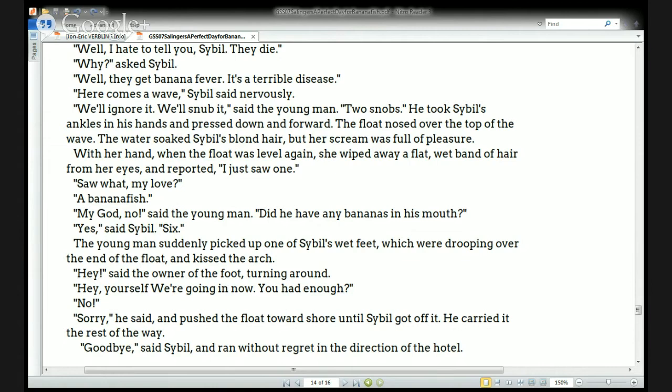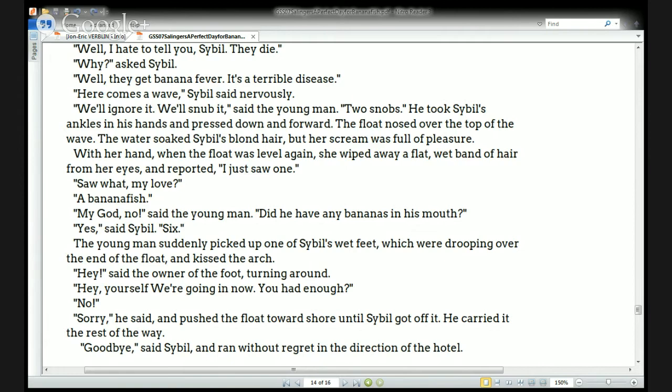The line is, "The young man suddenly picked up one of Sibyl's wet feet." Remember, Sibyl said, "I just saw a banana fish." The young man picked up one of Sibyl's wet feet, which were drooping over the edge of the float, and he kissed the arch. The arch is the curved part of your foot that's very ticklish and sensitive. "Hey," said the owner of the foot, turning around.